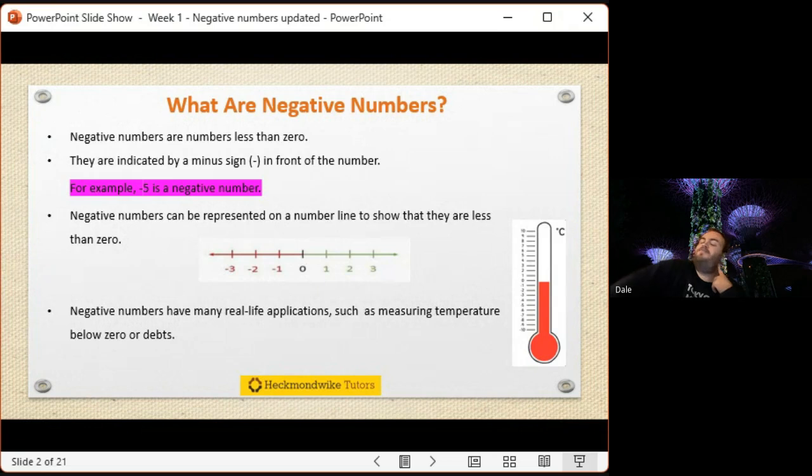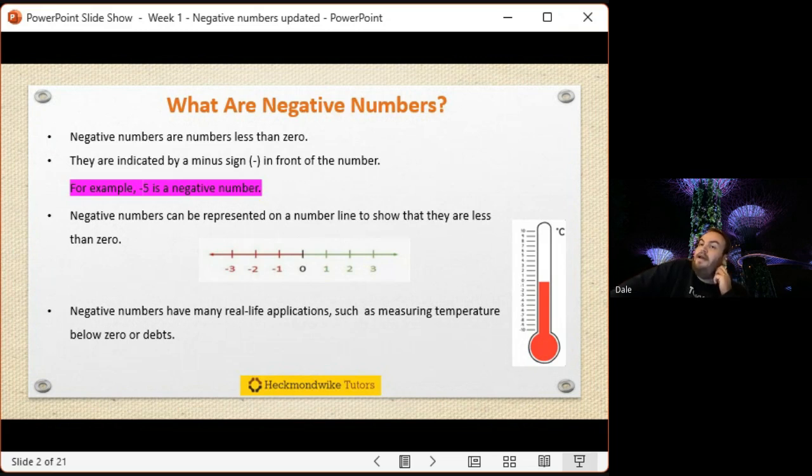So, it says on the screen, negative numbers are numbers less than 0. They are indicated by a minus sign, a little dash in front of the number. For example, -5 is a negative number, and we write that as a dash with a 5 next to it. Negative numbers can be represented on a number line to show that they are less than 0.